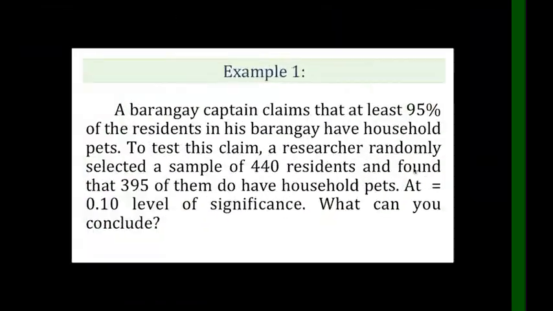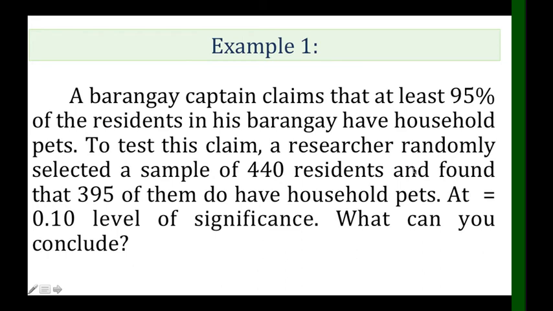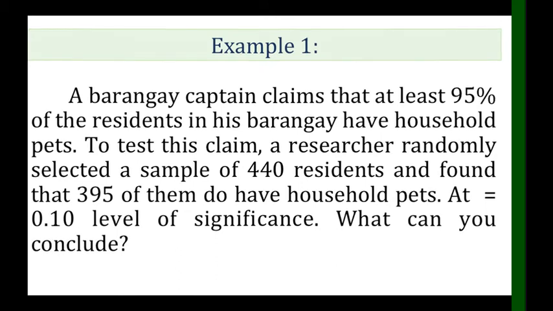Now, let's have example 1. A barangay captain claims that at least 95% of the residents in his barangay have household pets. To test this claim, a researcher randomly selected a sample of 440 residents and found that 395 of them do not have household pets. At alpha equals 0.10 level of significance, what can you conclude?